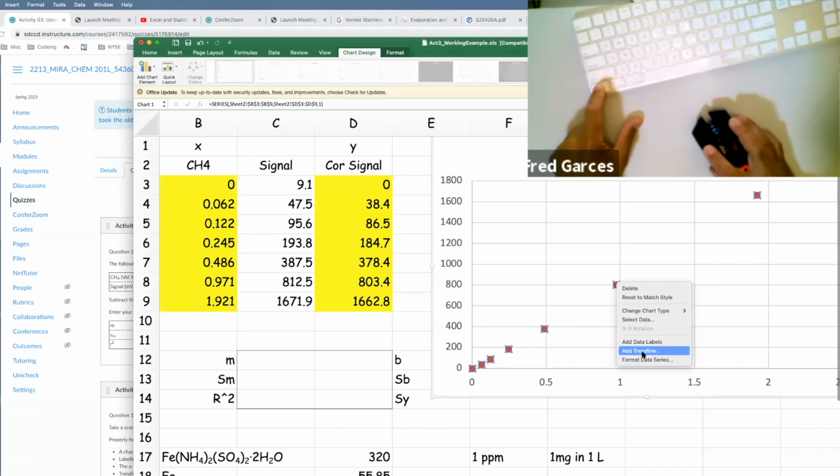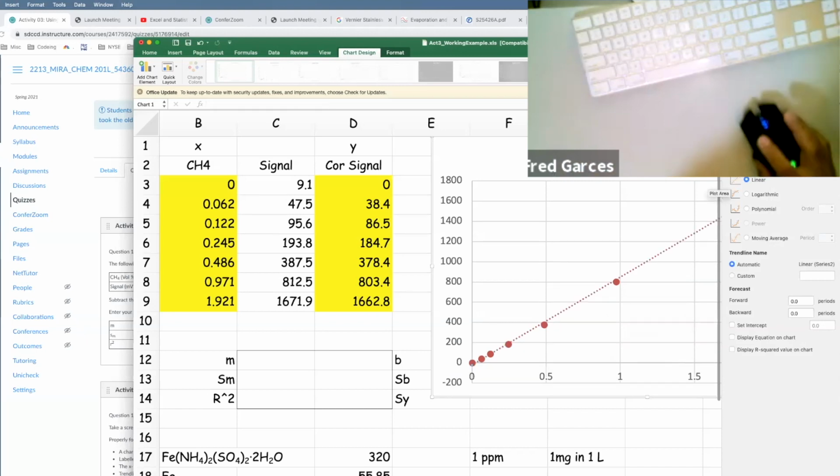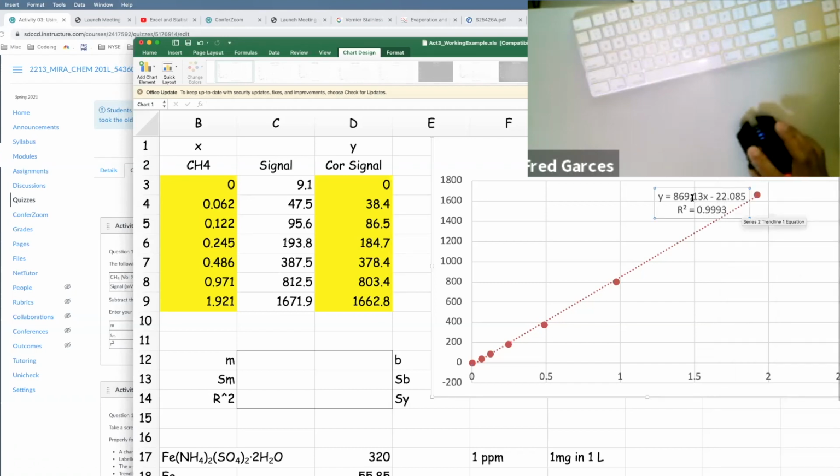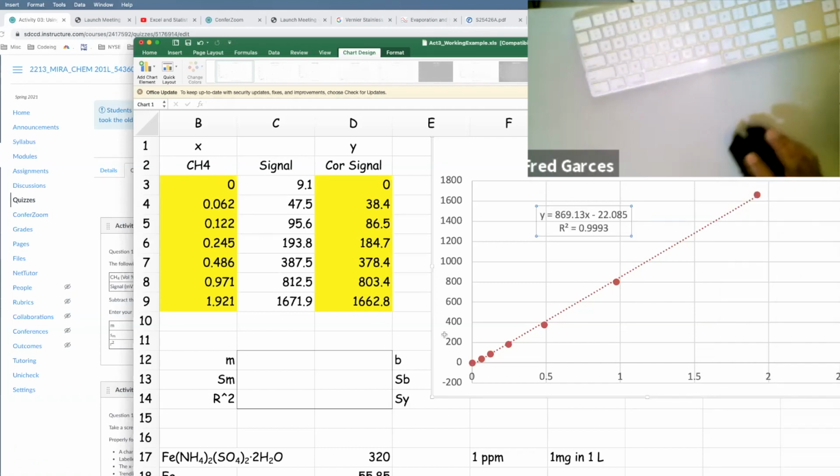I want to add a trend line. And when I add a trend line, I get this display. I'm not going to set the intercept to 0, but I do want to see the equation and I do want to see a correlation factor. I'm just going to close this out right here, and now I have that. So that's basically the graph for this data using the corrected and the CH4.